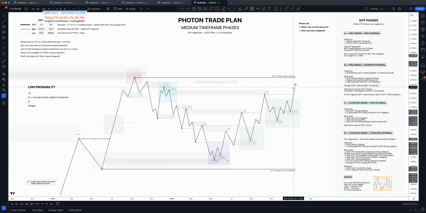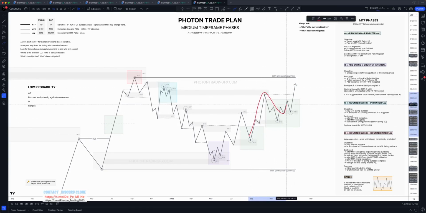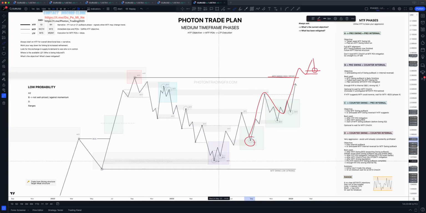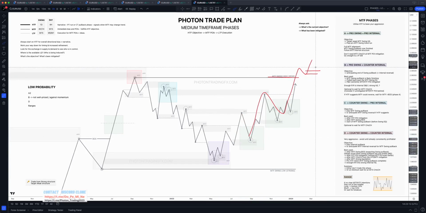But phase A2 is when the internal structure remains bullish, but it's after the boss. Now, after the boss, we know what we can expect. We can expect a swing pullback to kick in at any moment. So following the internal structure up here is a lot riskier than buying it down here after that initial IBOS. Okay, so basically we're calling this up here phase A2.